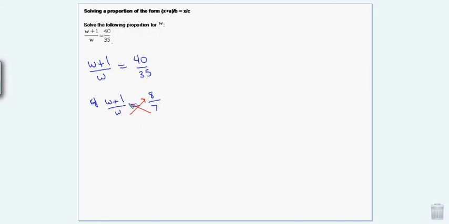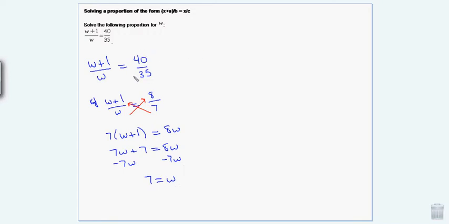And then I can cross multiply, and I get 7 times w plus 1 is equal to 8w. So 7w plus 7 is equal to 8w. Subtract 7w from each side, and I get 7 is equal to w.